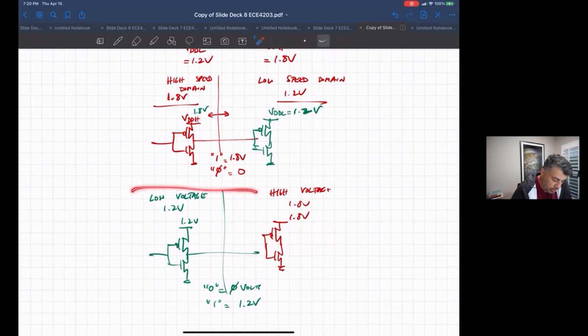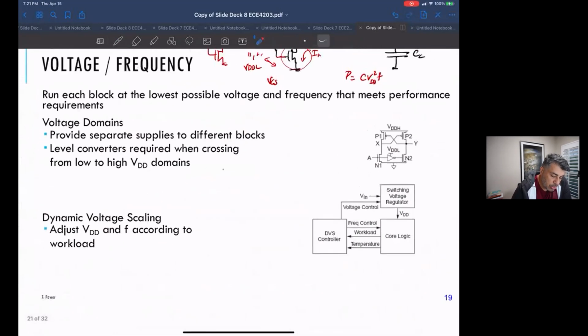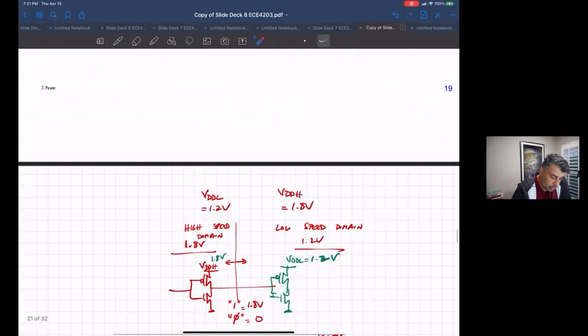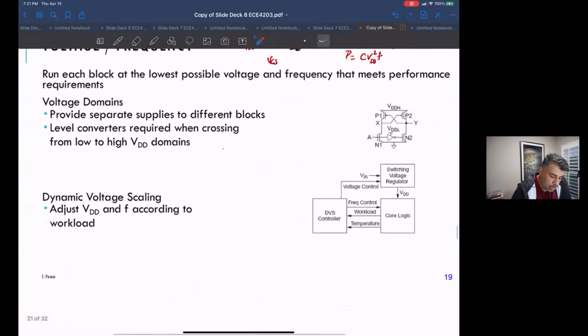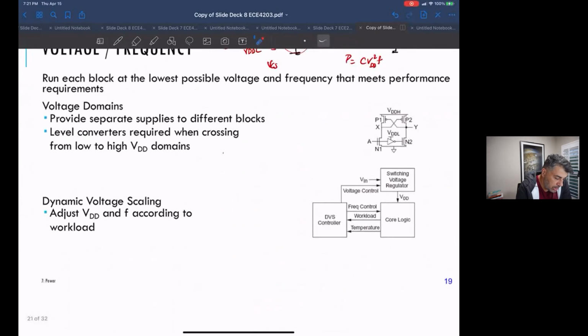So this is a very, very bad situation: driving a signal from a low voltage to a high voltage domain. That can mean real problems, and I've seen circuits fail with that. So whenever you go from a low voltage domain to a high voltage domain at an interface, you build specialty level shifter circuits.